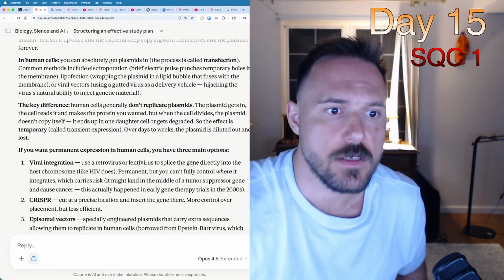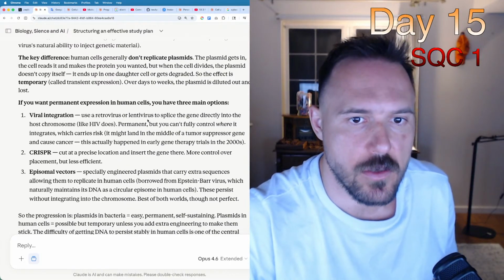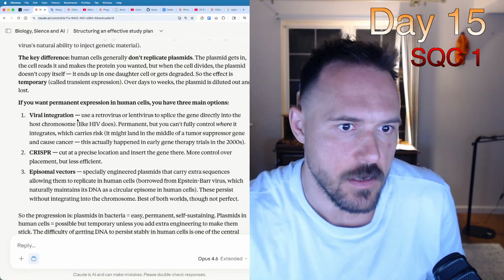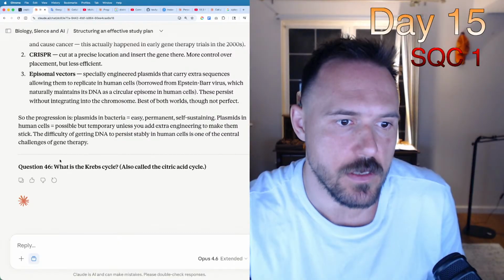So the effect is temporary, over days, weeks. If you want permanent expression in human cells, you have three main options: viral integration, CRISPR, episomal vectors. I don't know what that is, but that's interesting.